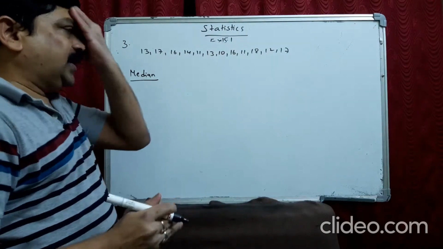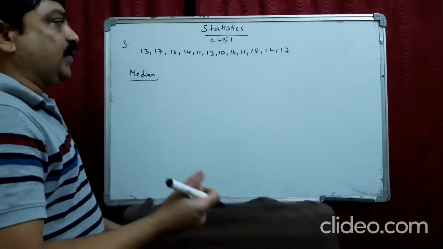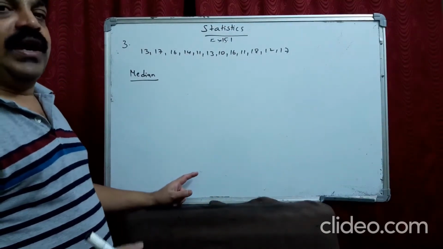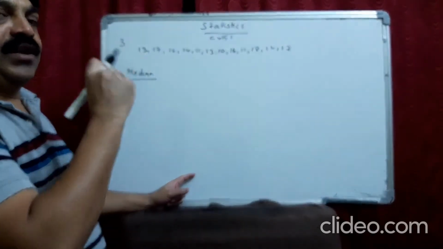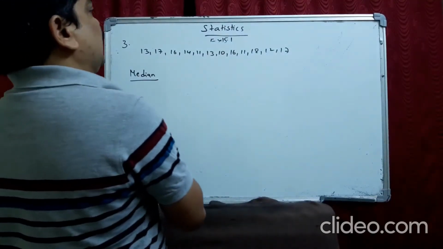This is an ungrouped data. Suppose you are given an ungrouped data, how do you find the median? First, let us write down all observations in ascending or descending order. Let us write in ascending order.